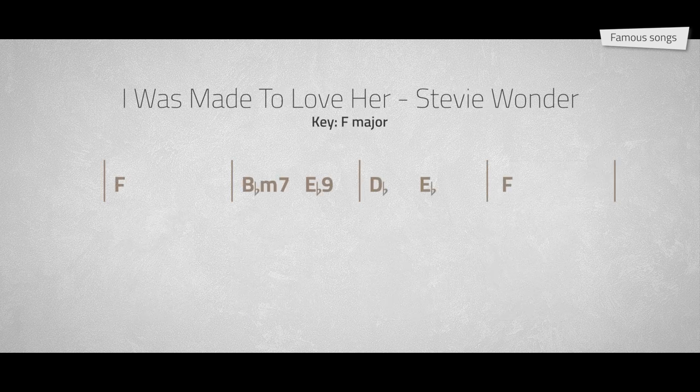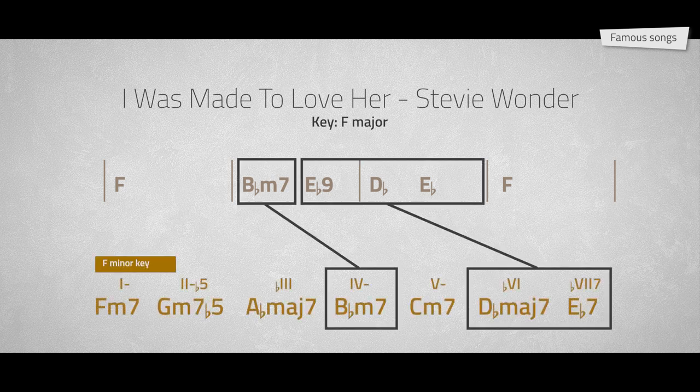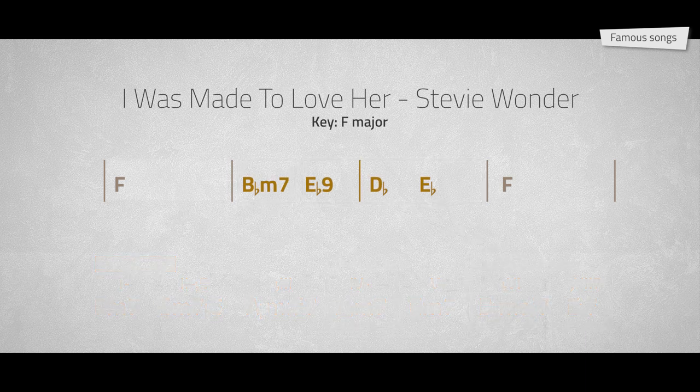I Was Made to Love Her by Stevie Wonder is written in the key of F major. The F major song uses a modal interchange with chords from the F minor scale in bars 2 and 3.